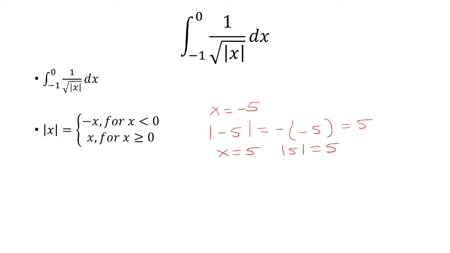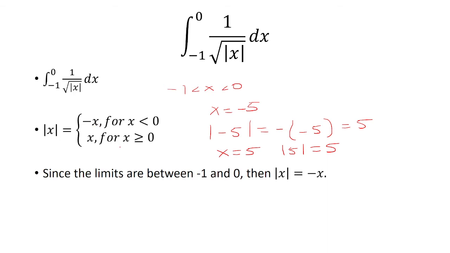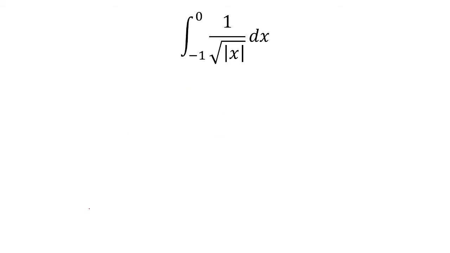Now, in our integral, we're evaluating from -1 to 0. The x values are from -1 to 0, which means they have to be negative. And so absolute value of x has to equal -x. So I can replace the absolute value of x with -x. Now looking at this, square root of -x does not look very comfortable.